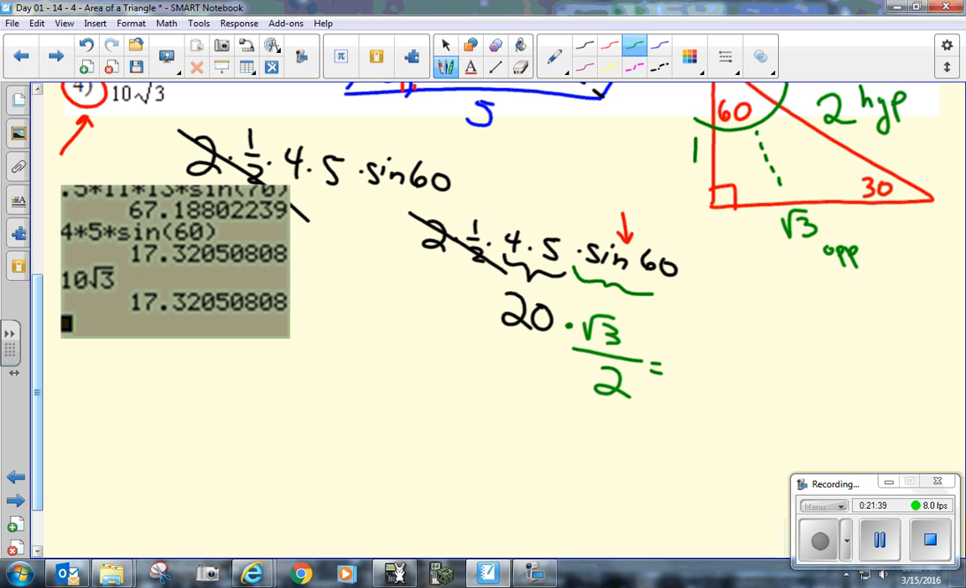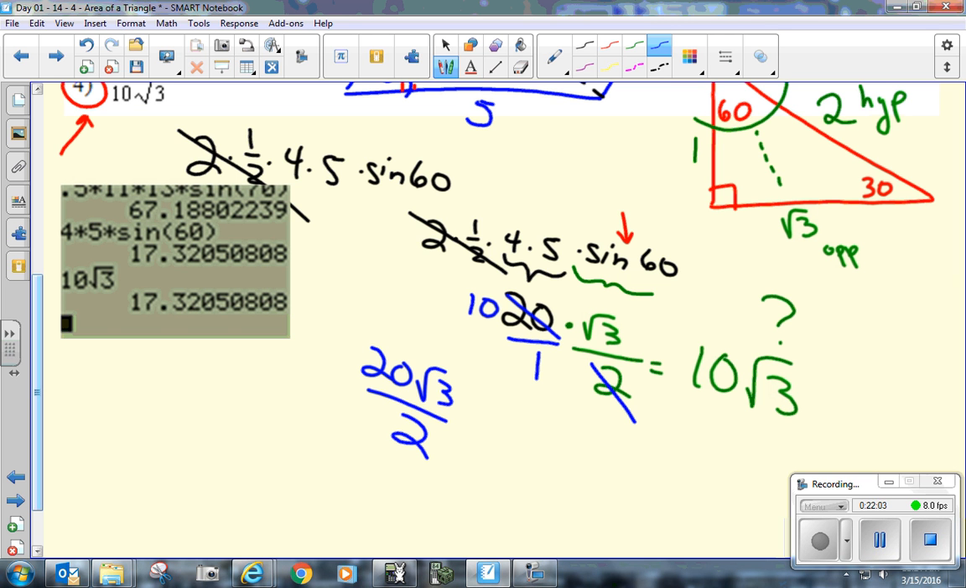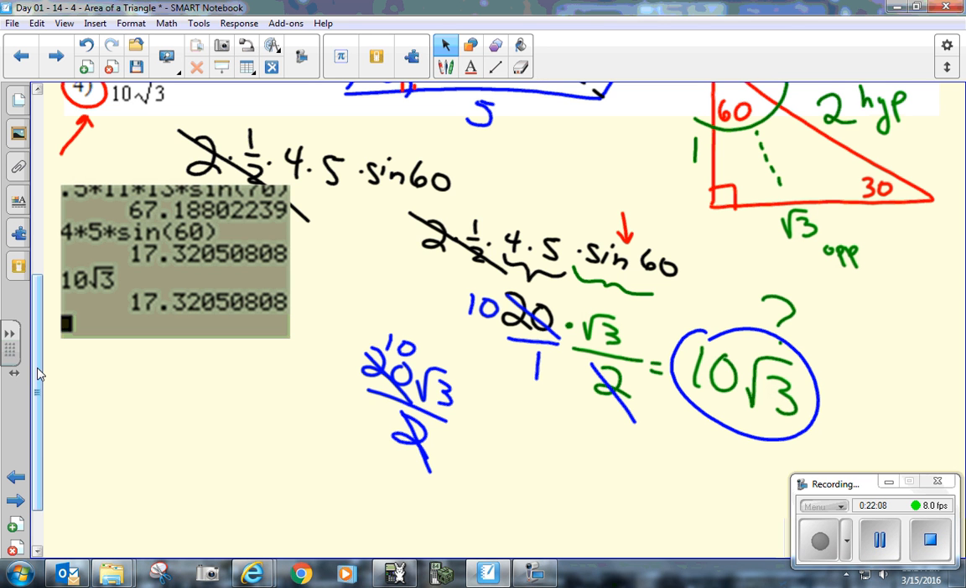Well, that's still not 10 radical 3. What do I need to do to make it so? I simplify by reducing. 2 goes into 20. Don't cross multiply, stop. Reduce. If I were to multiply these two together without reducing, I would get 20 radical 3 over 2. And 2 goes into 20 10 times. There's your 10 radical 3, which is what you would have to give me if I wanted an exact answer. Okay? Good.